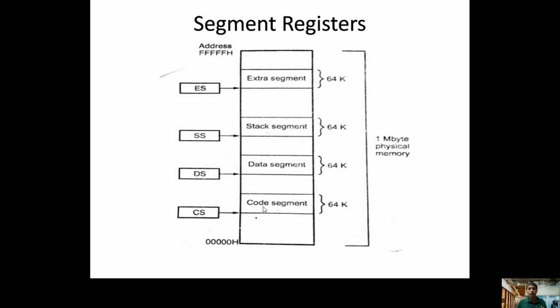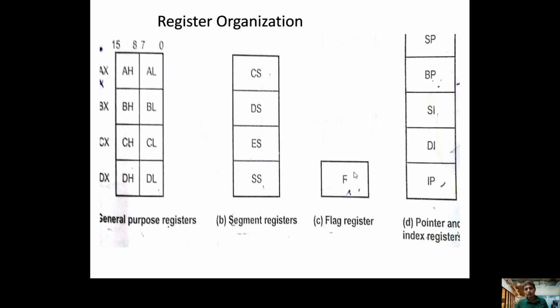How many segment memories do we have? Code segment, because of the code segment register, we have code segment memory. Size is 64 kilobytes. Data segment memory, stack segment memory, and extra segment memory. So these four are called segment registers. Let us see the flag register. We'll discuss later.